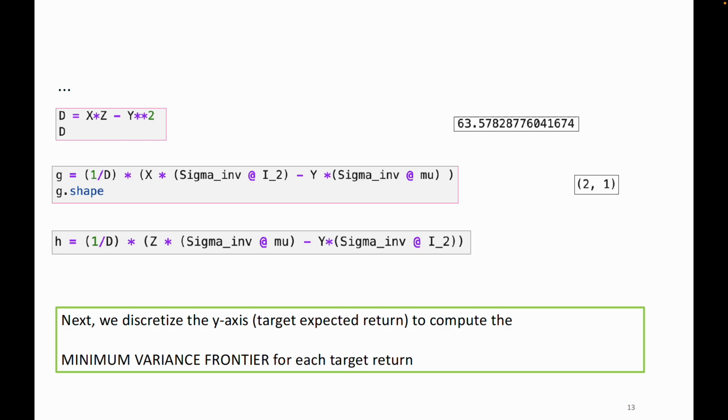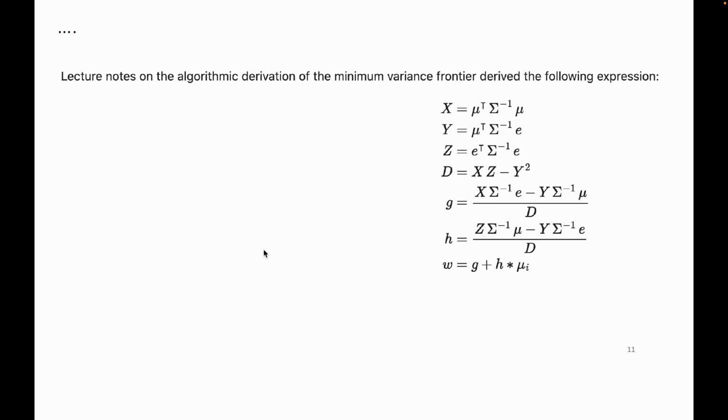We've been computing the mapping. In order to understand the mapping, you need to understand the algorithm. Therefore, I was mentioning where it comes from. And what we now want to do, now I go back 2, 3, 4 slides, we want to compute this expression here. Because we know for any expected return mu_i, if I multiply by h and I add the g, I get portfolio holdings which are on the minimum variance frontier.